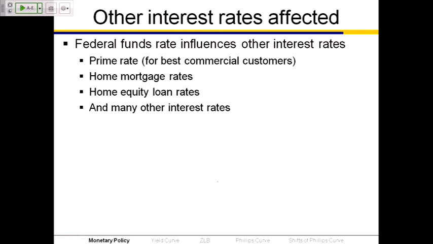The higher federal funds rate influences home mortgage rates, so the interest rate you pay if you're borrowing to buy a house. It influences home equity loan rates. Home equity loans are loans that homeowners can take out typically from banks where the collateral, that is what they lose if they don't pay back the loan, is their house. And they're able to take out this loan because the value of their house is greater than the existing loan on their house, which is to say they have equity. Let me write some of that down.